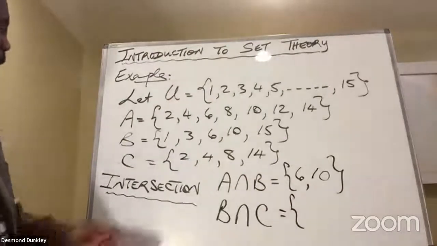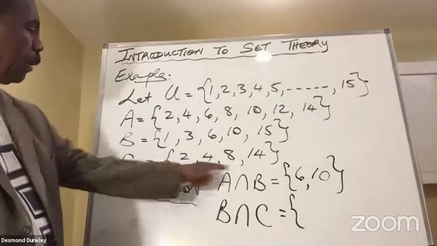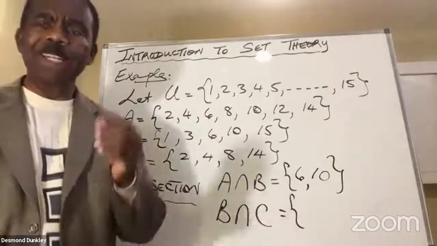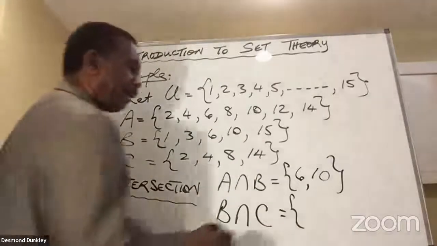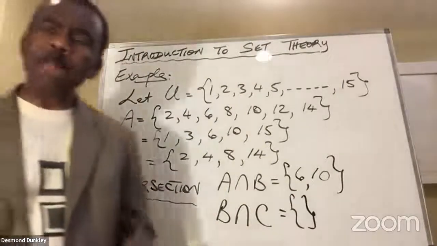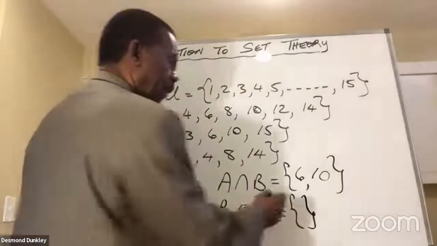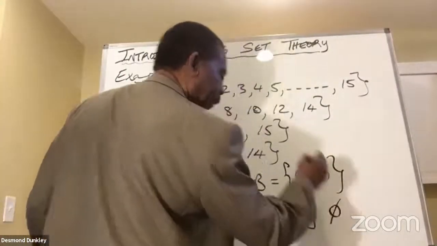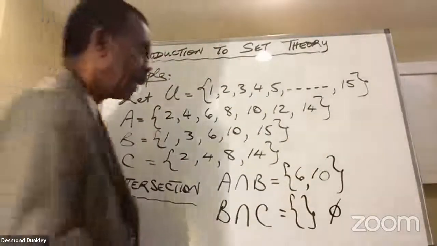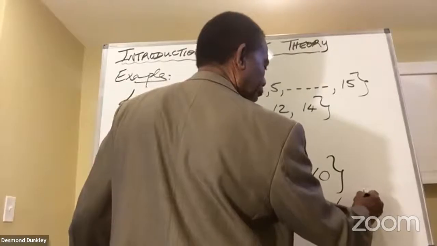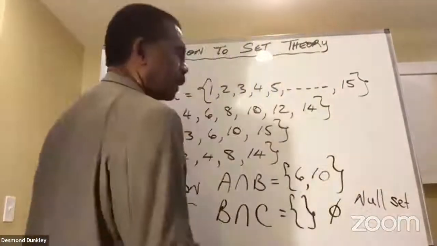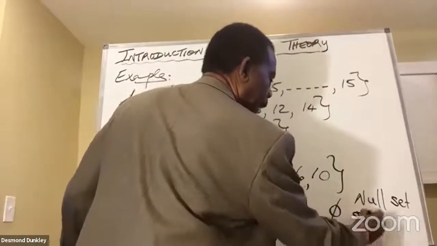What do we have? 1, no. 3, no. 6, no. 10, no. 15, no. There is no overlap. When that happens, we end up in something special. It's called the empty set. Another symbol for the empty set is like an O with a line through it, and it's also called the null set or empty set.